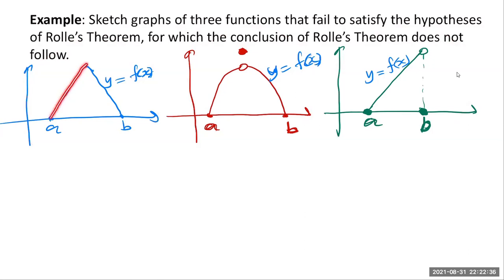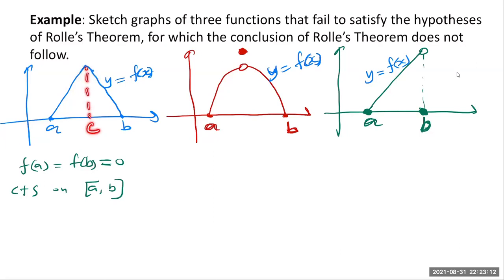Think about this example. As you can see, this part is good: f of a is equal to f of b is equal to 0. It is continuous on the closed interval a comma b. But the problem is it is not differentiable at this point. Why? You have a sharp corner here. When you have a sharp corner at a point, your function is not differentiable.